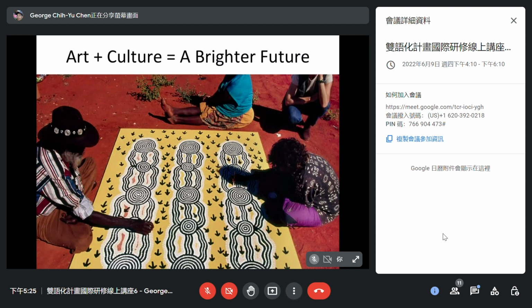Next slide, I give you a title called Art Plus Culture Means a Brighter Future. And this is, remember what I said about the cultural creativity product, 文创产品, and I think this is a very, very good example. This picture shows Indigenous people creating artwork.